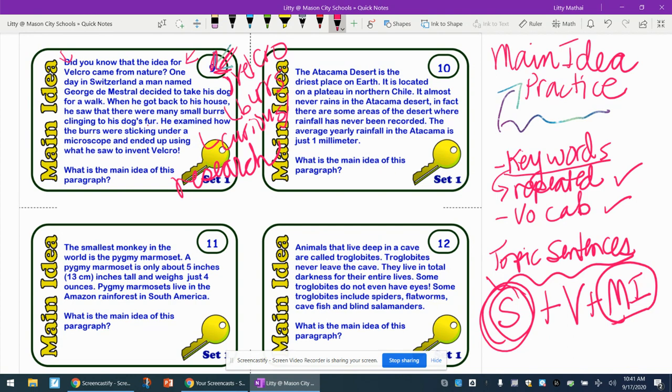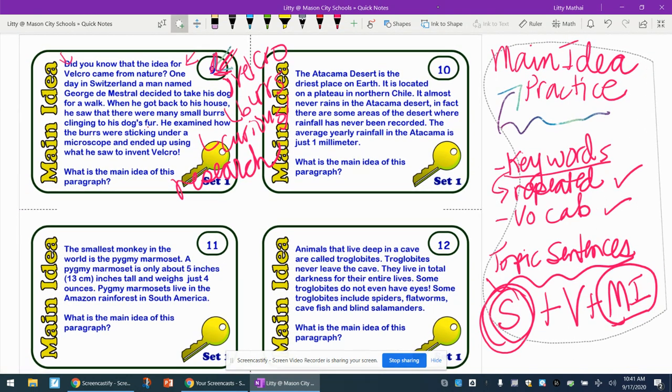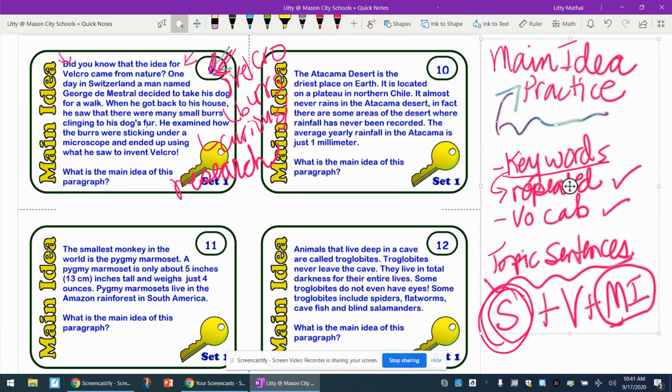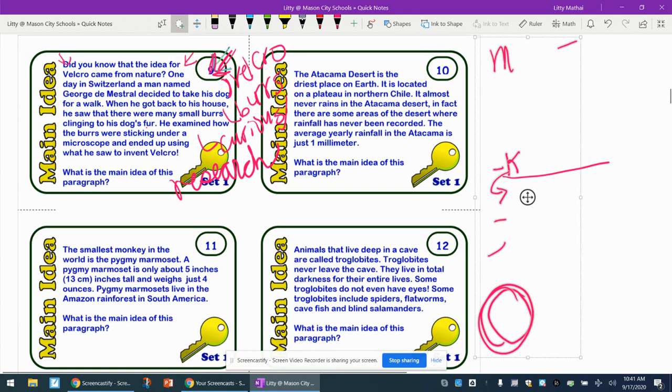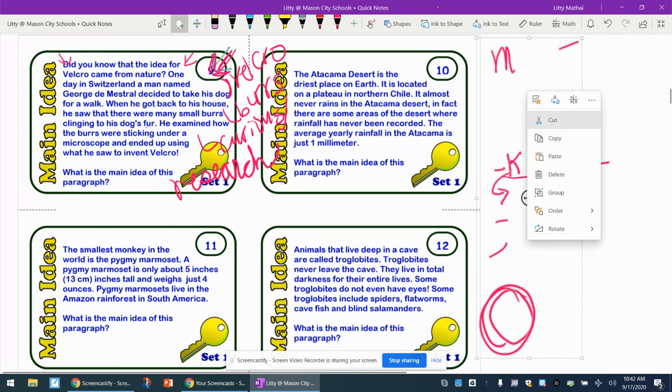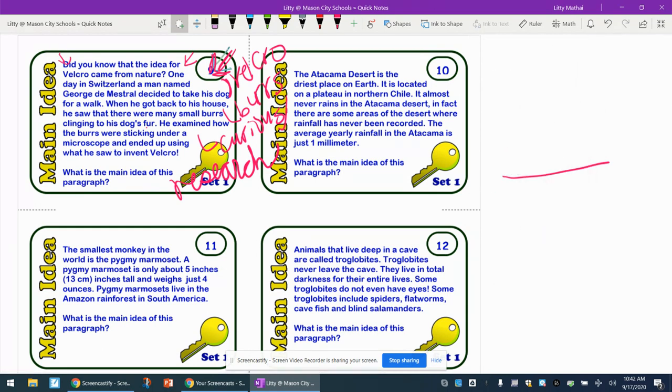Okay, so what I'm going to do now is I'm going to take what I annotated and I'm going to synthesize that into a main idea statement. So here we go. Let's see if I can get rid of this. Okay, here we go. So the subject plus the verb plus the main idea is what our formula is.